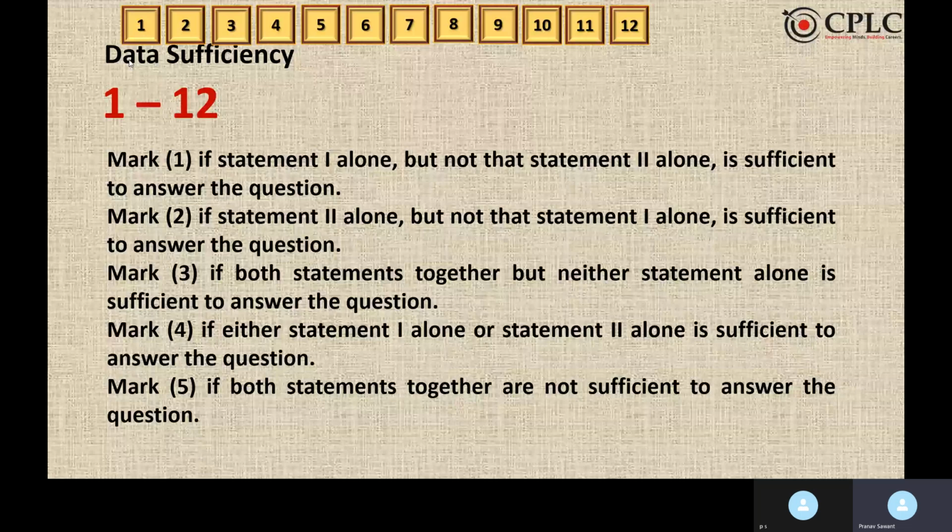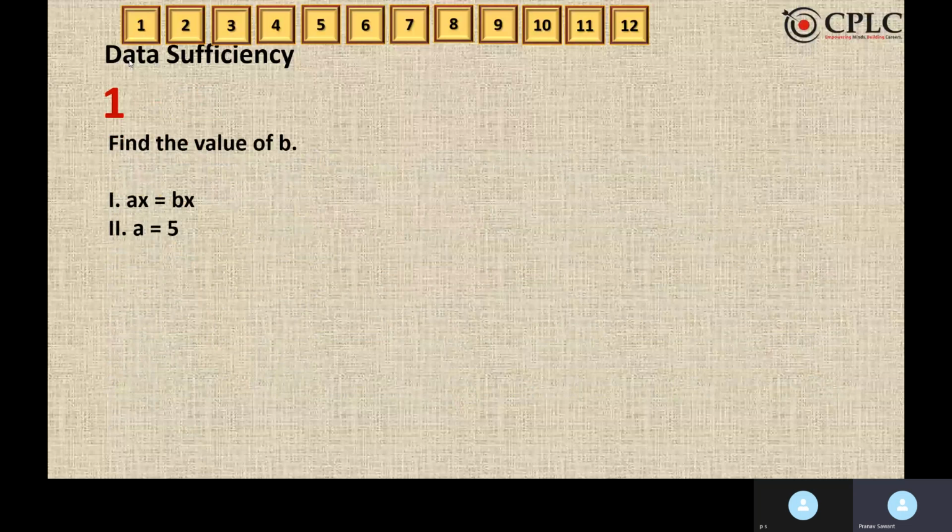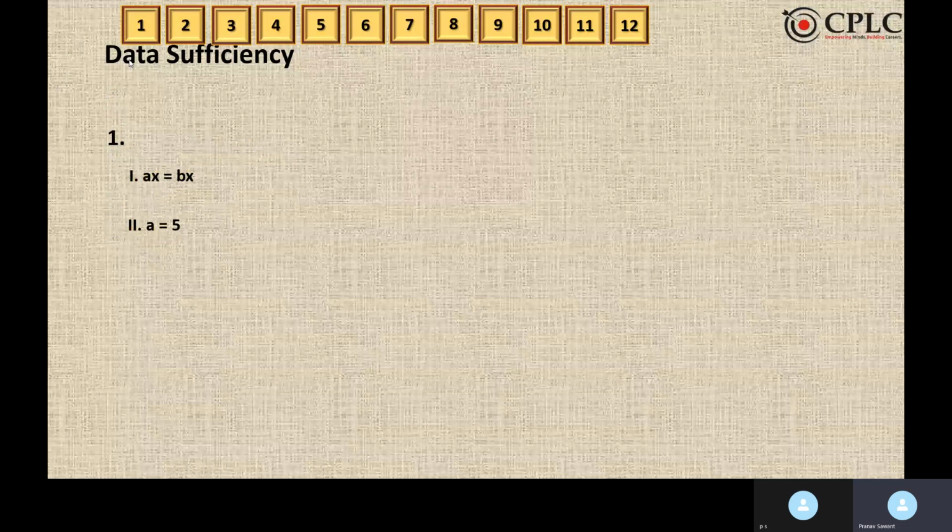First question says find the value of B. So there are two statements given to us. First we will try to check whether the first statement is sufficient or not. If it is, then well and good. If it is not, then we'll move to the second statement also. So let's check the first statement.